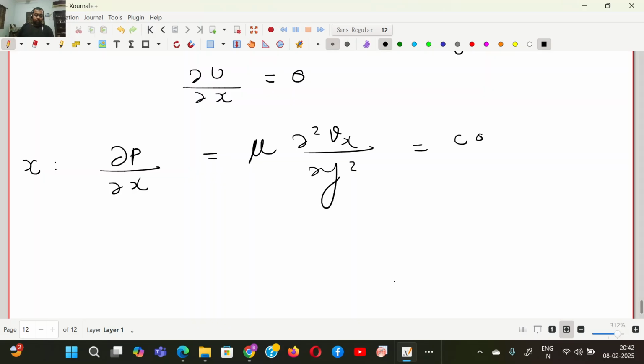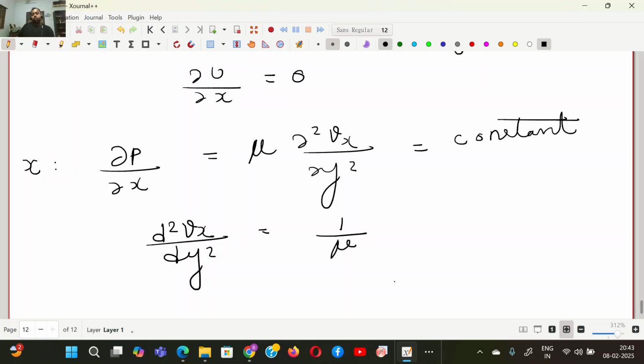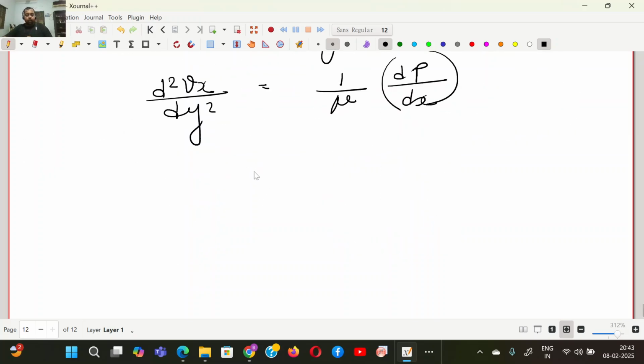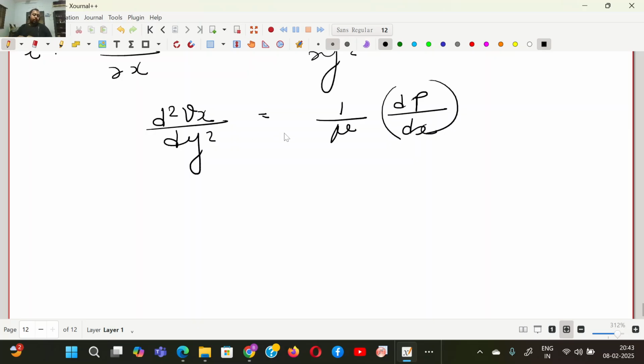This is constant. So basically, d square Vx by dy square is equal to 1 by mu dp by dx. We are applying a constant pressure gradient. That's what is Poiseuille flow. If there is relative motion between the plates, that is Couette flow. We'll come to that later. So just solve for this. If you integrate it twice, you will get Vx is equal to something into y square plus something into y plus some constant.